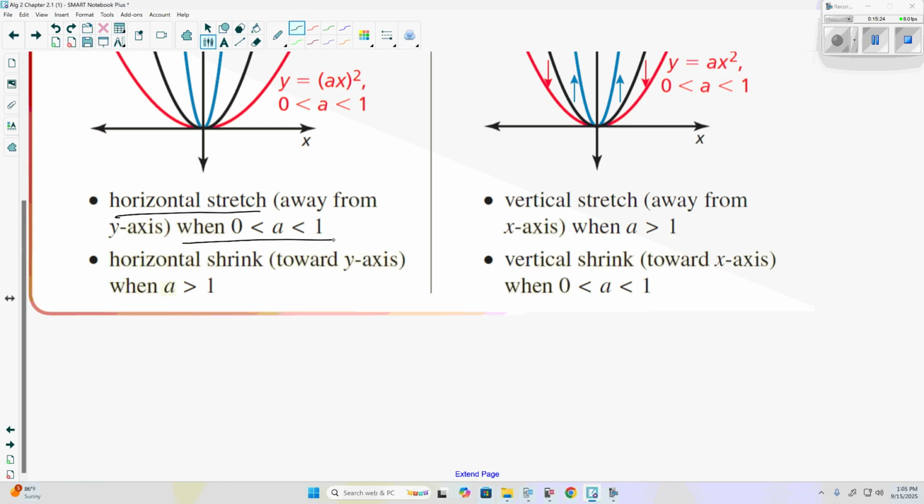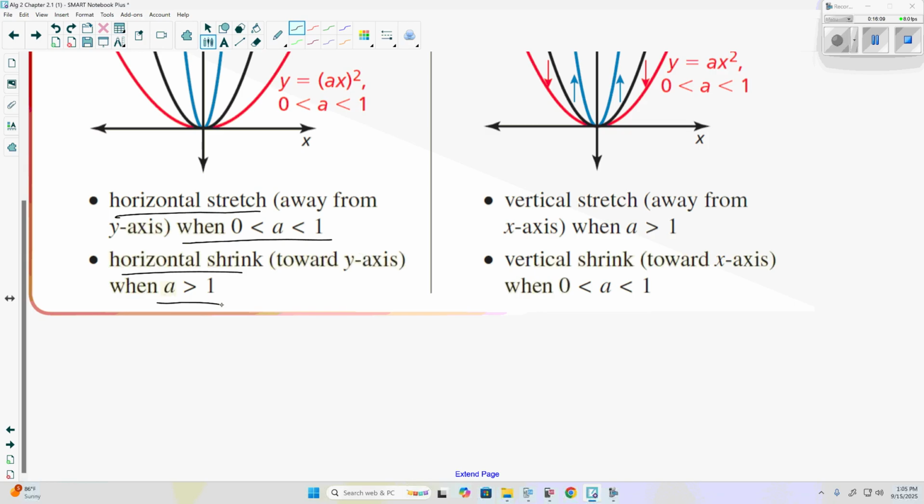Horizontal stretch when A is between 0 and 1. Horizontal shrink when A is greater than 1. And we have to end up flipping it. And this is where it's coming into play and kind of us thinking through, because this here is talking about the value specifically written in the function itself. So if inside the parentheses we have 1/2 x being squared, 1/2 is between 0 and 1, and it's a horizontal stretch.